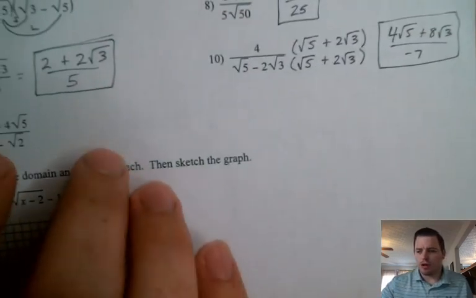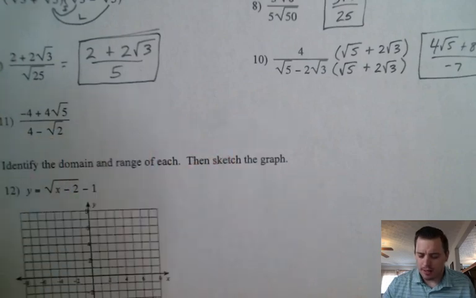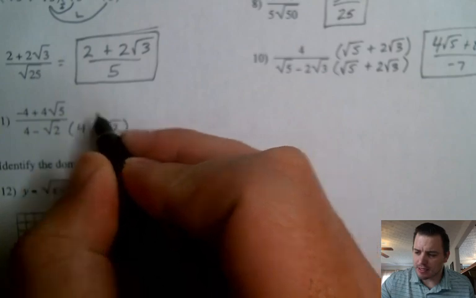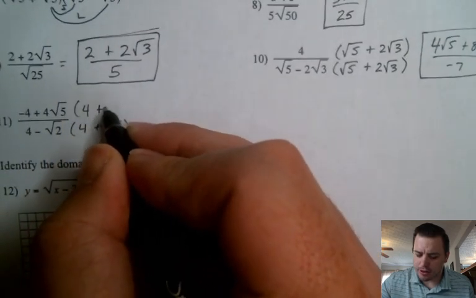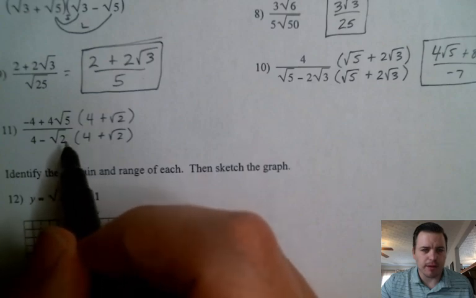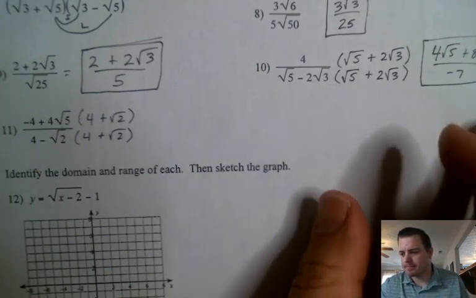So I'm going to let you work 11, okay? Now, again, with 11, what you're going to have to do is multiply top and bottom by the complex conjugate, okay? And here you're going to be foiling twice. So you have to foil the denominators and foil the numerators, all right?